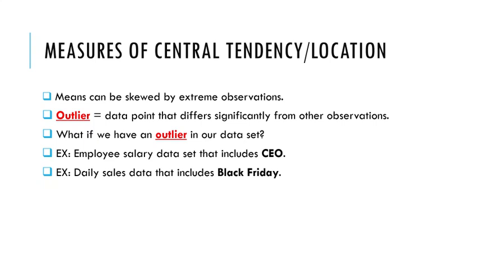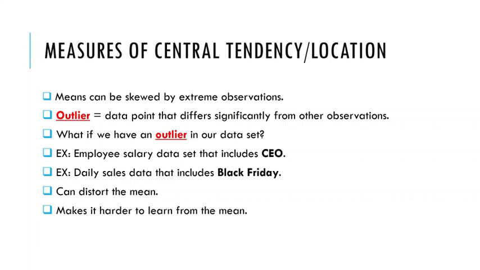So again, do you just average that in, or do you take it out? Do you report both kinds of data so that people can form their own conclusion? Either way, we do need to appreciate that the existence of outliers can distort the mean. And so you want to think carefully and critically about how you're going to treat data when you have outliers. Again, if I report the mean with the outlier, it could make it harder to learn from the mean. So it's a judgment call here.